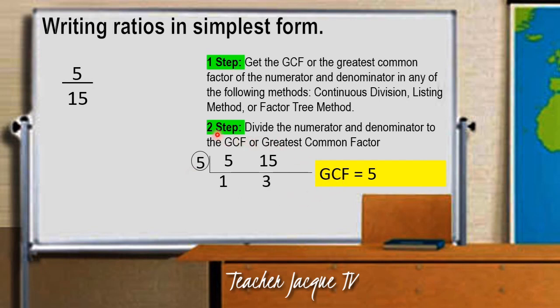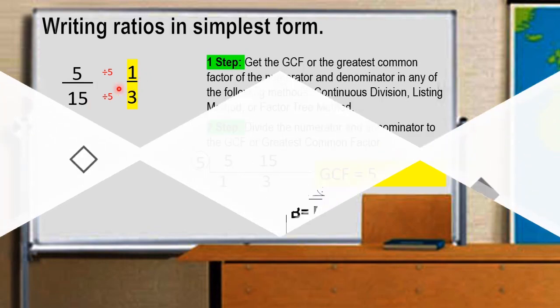So let's do the step 2. Divide natin si numerator at si denominator sa ating nakuhang GCF. Okay? So 5 divided by 5 is equals to 1. 15 divided by 5 is equals to 3. So the simplest form of our given ratio 5 is to 15 is 1 is to 3.